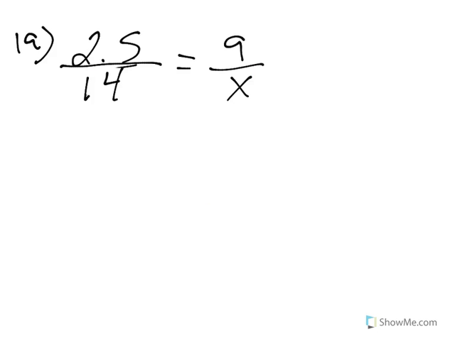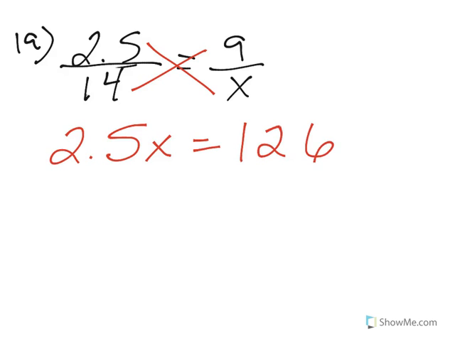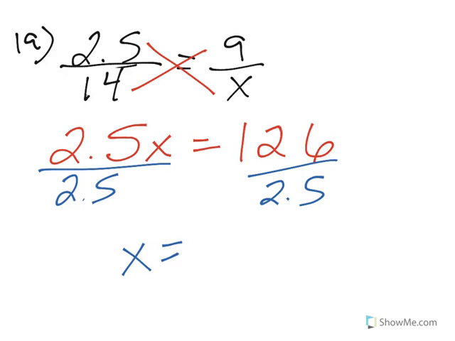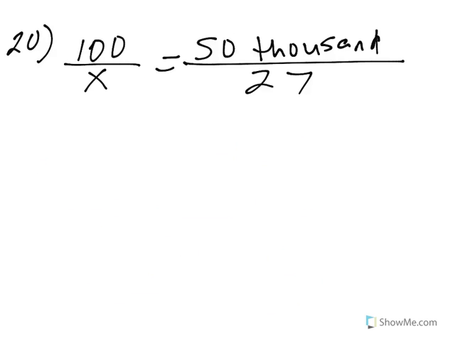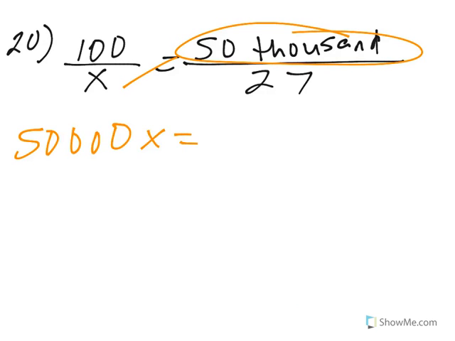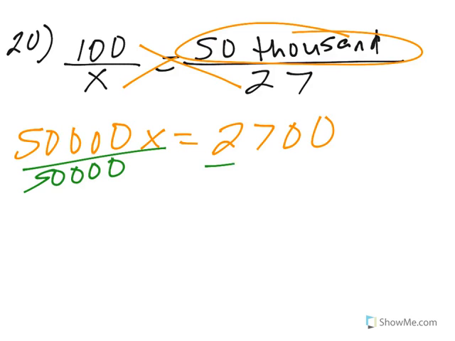Number 19, we have some decimals. That doesn't matter, same process. 2.5x equals 14 times 9 is 126. Divide both sides by 2.5, and our x value is 50.4. Number 20. Well, at this point, you've got 50,000. So when I cross multiply, I'm going to go ahead and just write out 50,000x equals, we go this way, and I get 2,700. I'm dividing both sides by 50,000.